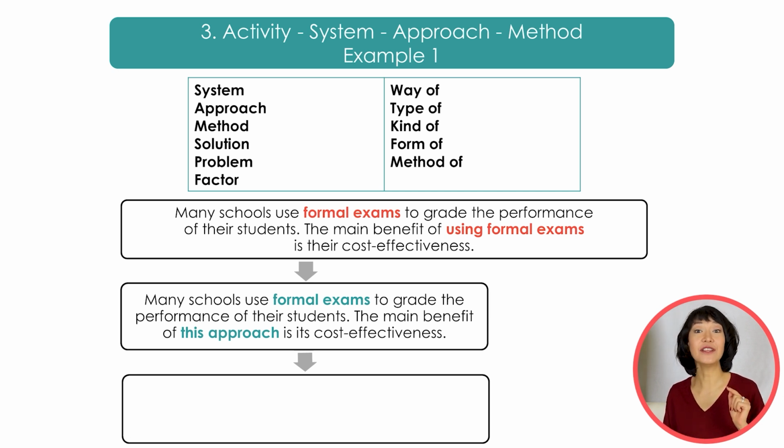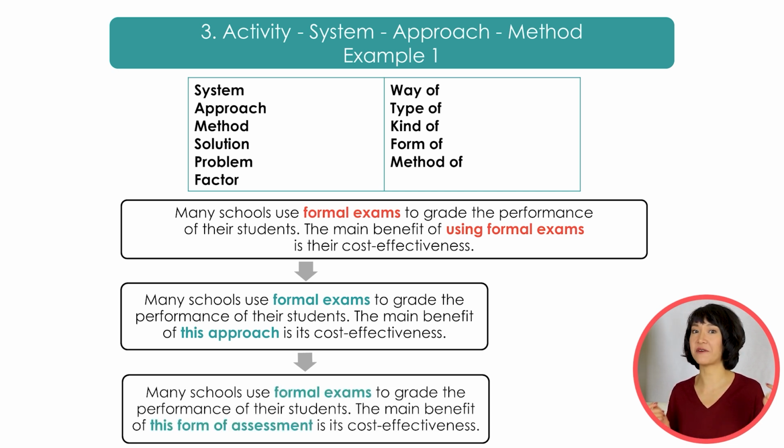Now, have a look at the right column. Way of, type of, kind of. What phrase could you use here? Formal exams are a form of assessment. So we could say, the main benefit of this form of assessment is its cost effectiveness. Here is another sentence.